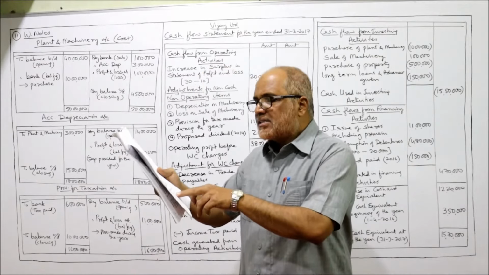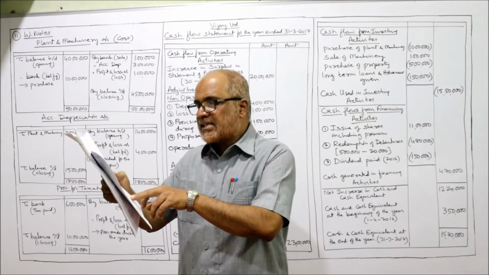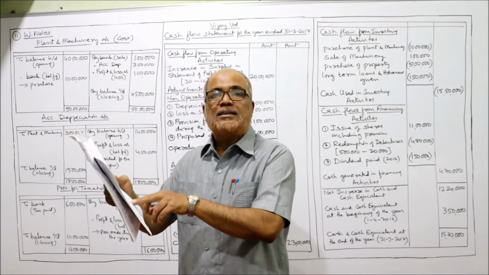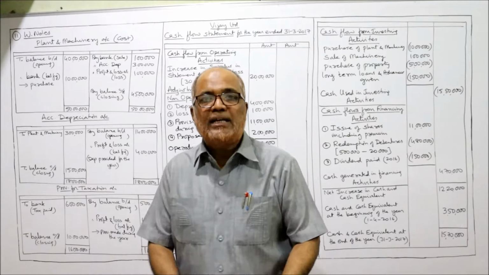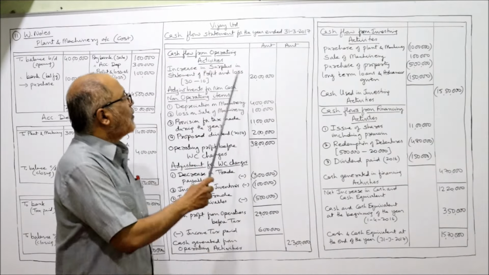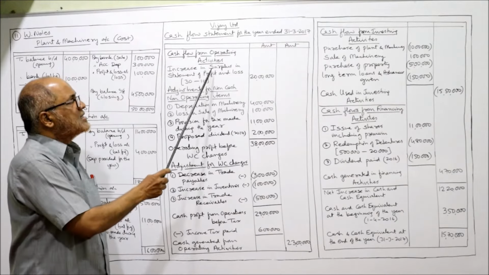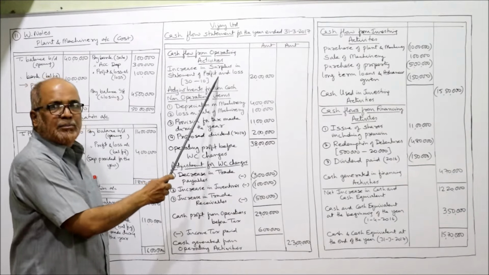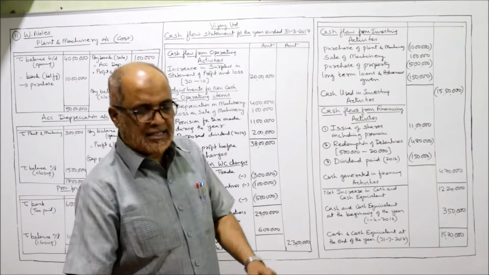Next, surplus in the statement of profit and loss statement. In profit and loss statement, there is a surplus last year 10 lakh, current year 30 lakh. So how much is the increase in surplus? 20 lakh, and that is a starting point in operating activity. Cash flow from operating activity, increase in surplus in the profit and loss statement. So 30 minus 10, 20 lakh rupees is the increase.